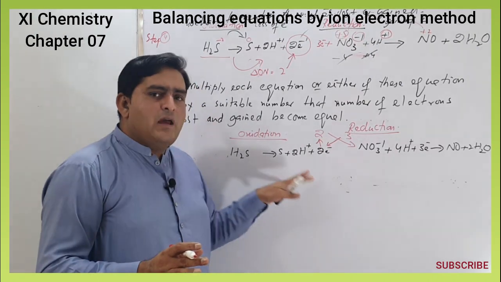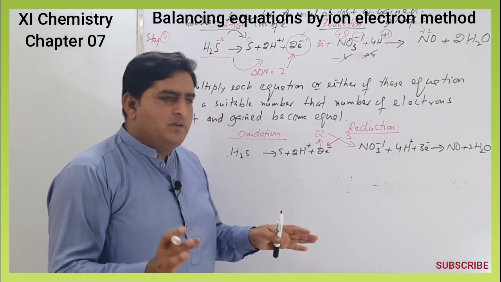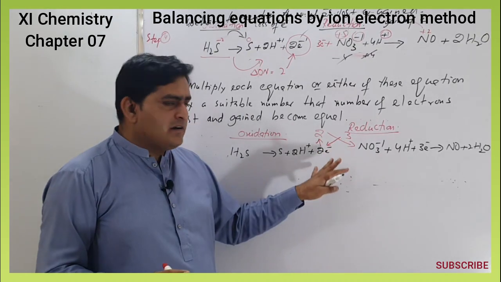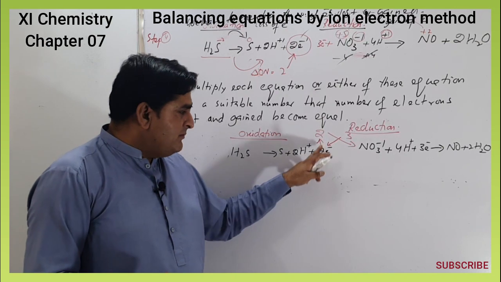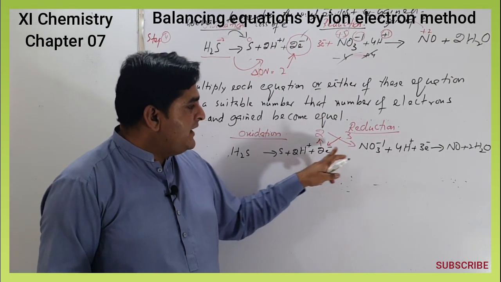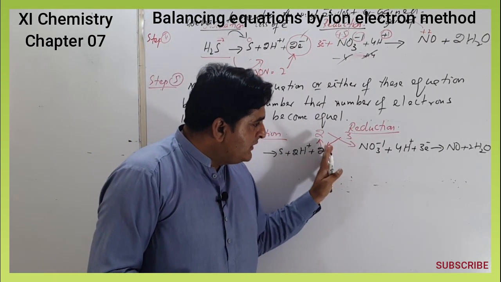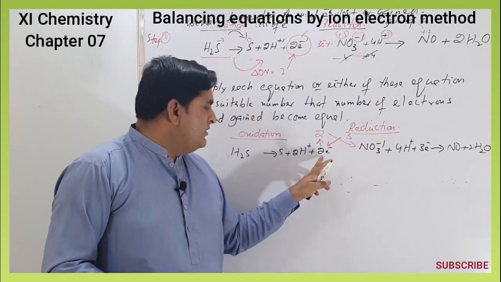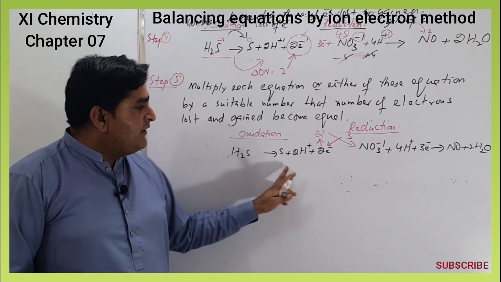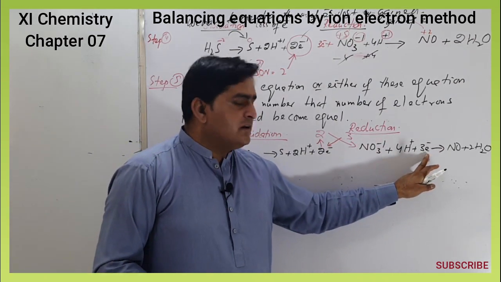It does not work in every reaction, but in more than 90% of cases, you can equalize the number of electrons this way by cross multiplication. It means we will multiply the whole reduction equation by the number of electrons lost, and we will multiply the whole oxidation equation by the number of electrons gained.